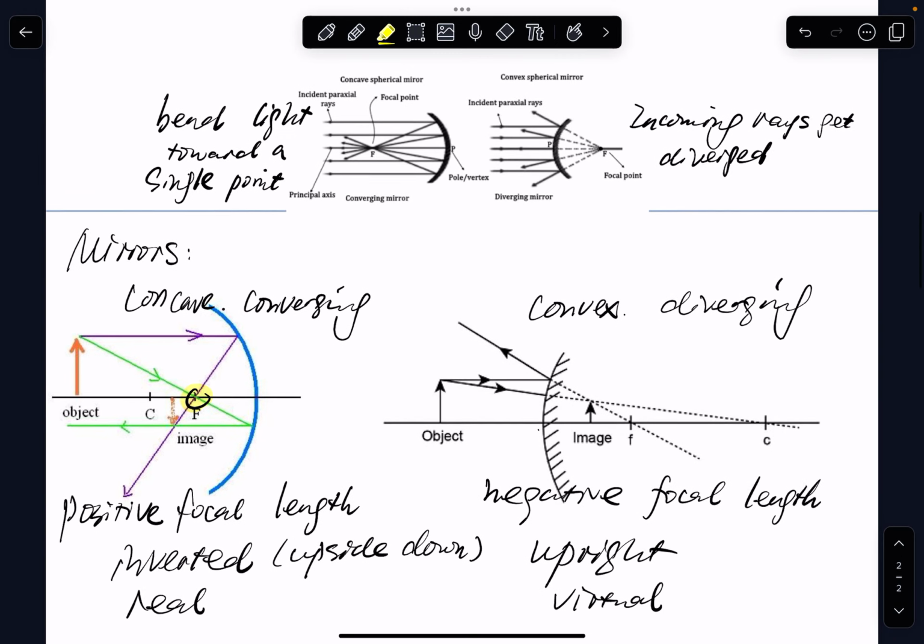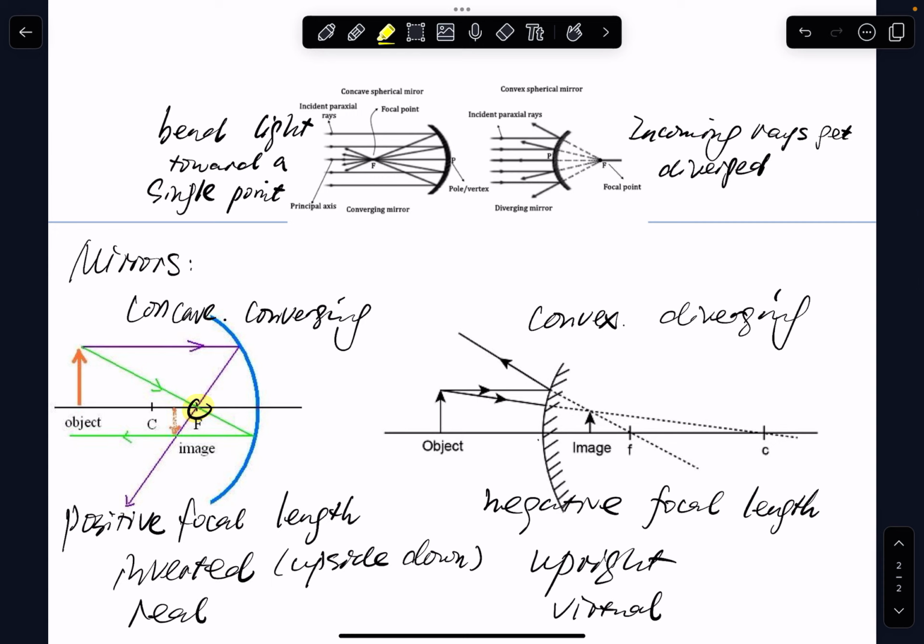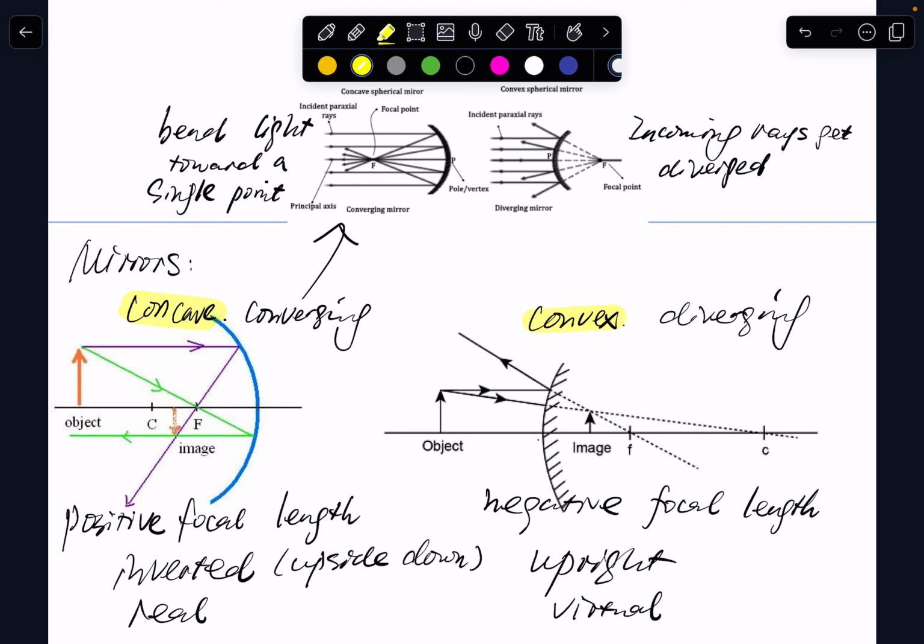So as you can see here, first I drew two different mirrors. The one on the left is the concave mirror, and the one on the right is the convex mirror. The concave mirror is the one that is convergent. What does that mean? As you can see here, this concave mirror is bending the light toward a single point, and that point is the focal point.